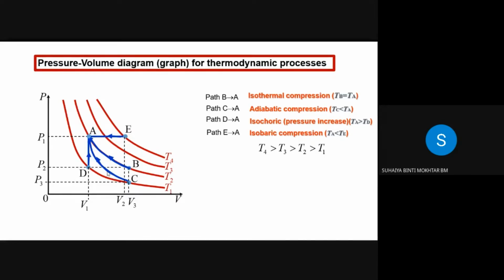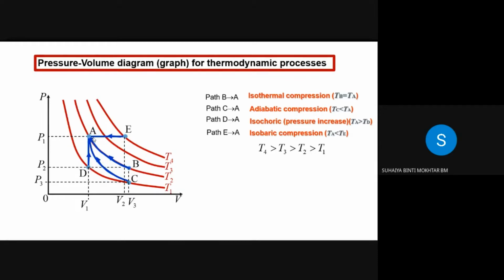Okay, then DA. DA is constant volume, but in this case the pressure increases. Look at this arrow, pressure increases. Okay, and temperature TA is greater than TD.